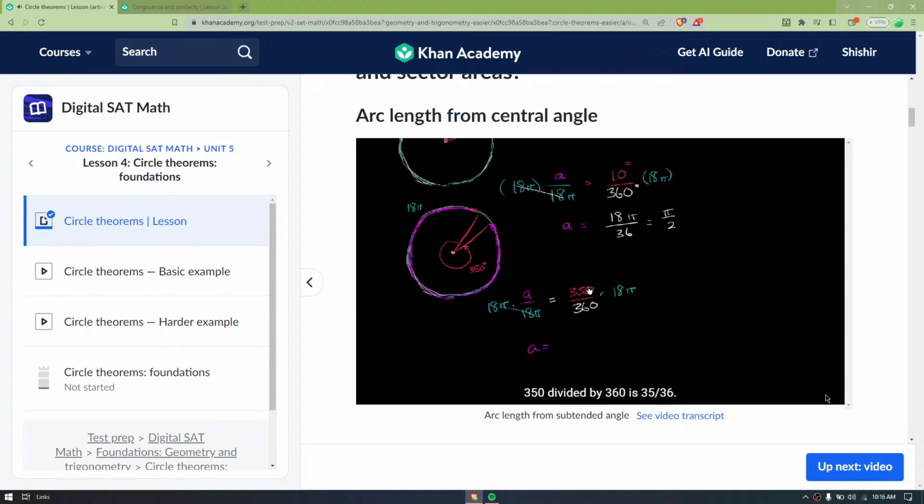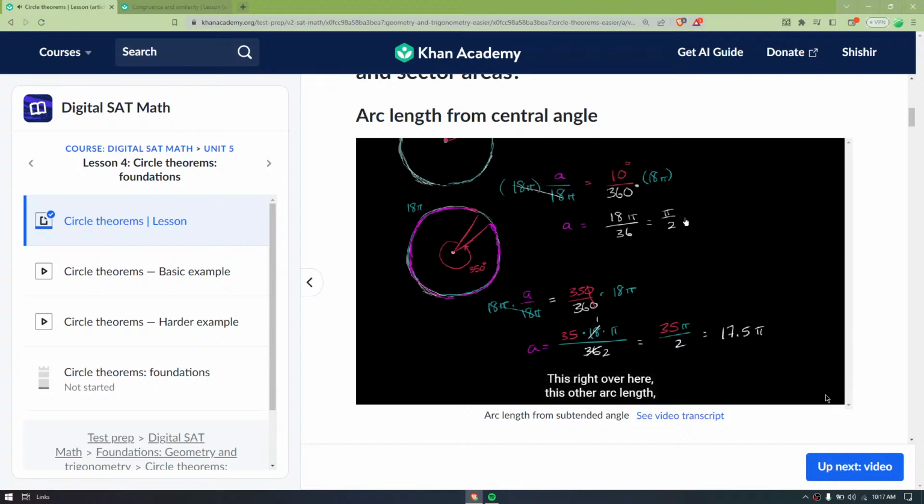So this is 350 divided by 360, which is 35 over 36. So this is 35 times 18 times pi over 36. Well, both 36 and 18 are divisible by 18, so let's divide them both by 18. And so we are left with 35 over 2 pi, or we could say 35 pi over 2, or if you wanted to write it as a decimal, this would be 17.5 pi.